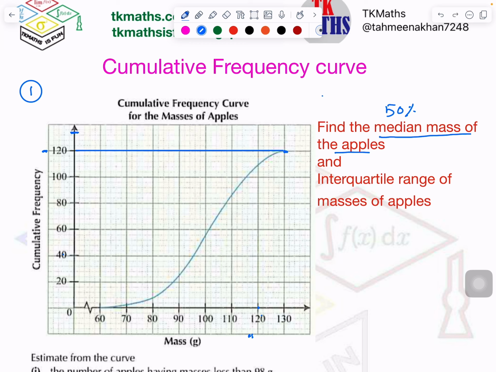So now I want to know the median mass. Median means 50%. So the highest is 120, and half of 120, because 50% means half. Half of 120 is 60.